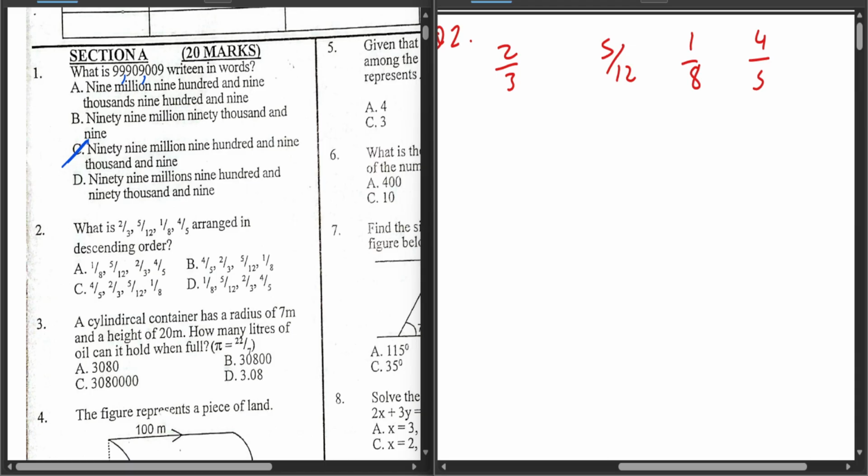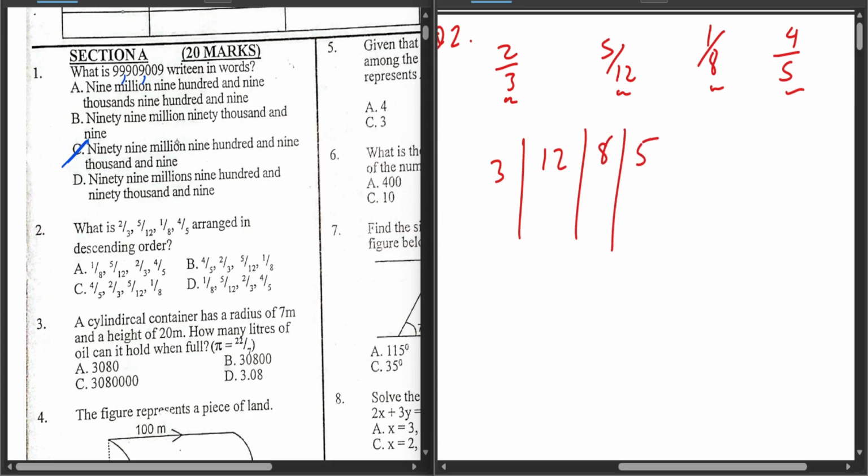Imezeka kando kando. Let me push this more to the right and this one as well. So 1 over 8, and this is 4 over 5, arranged in descending order. So ukiangalia hapa, what is the common thing that 3, 12, 8, and 5 have? So think of a number that you can multiply to give the same denominator all throughout. Or you can find the LCM of the four of them, 3, 12, 8, and 5.